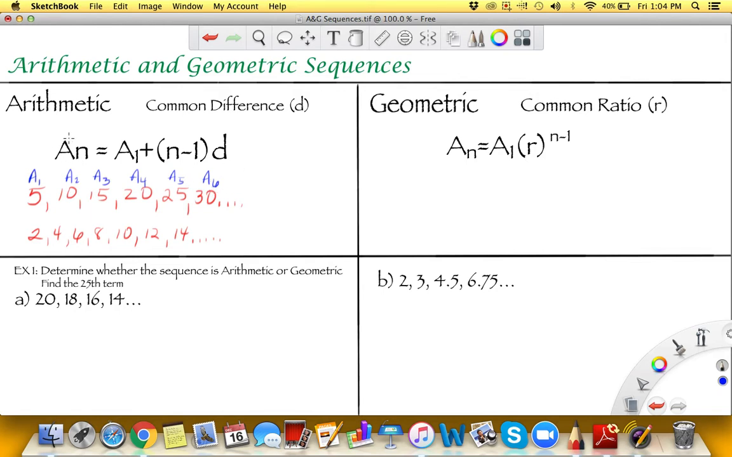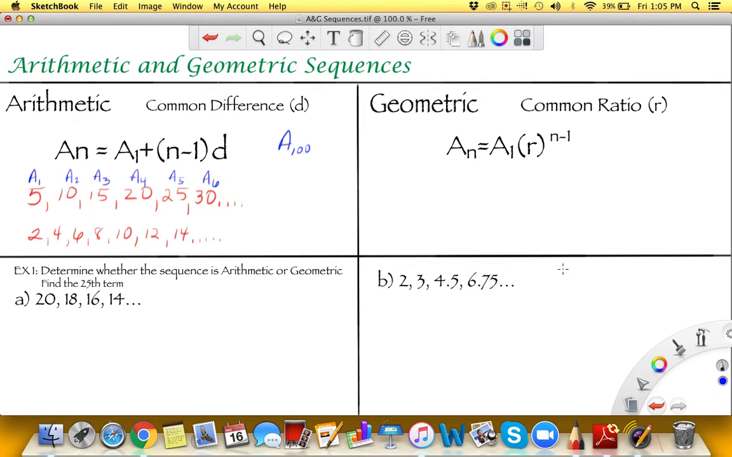Now, if you notice in this formula, we say A sub n, and A sub n can be any number. If I wanted to find the 100th term, I would simply say A100. So that's an example of an arithmetic sequence. Now, when we go to a geometric sequence, they have a common ratio. So these are slightly different.